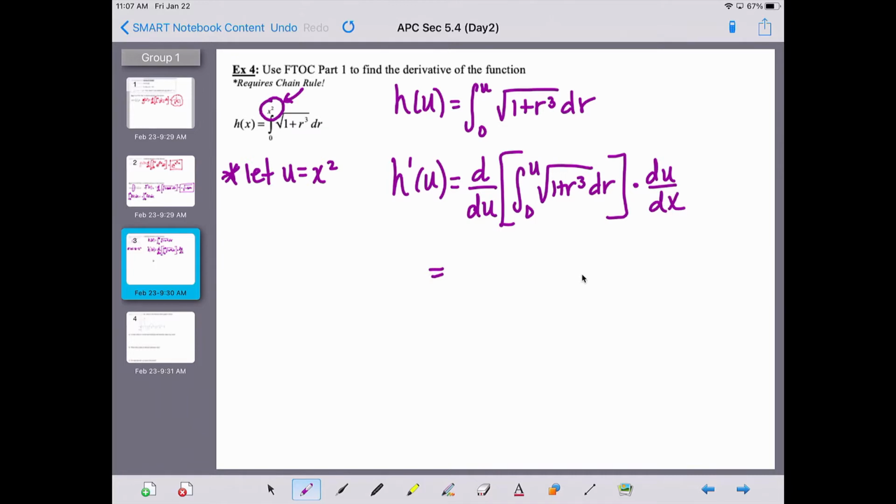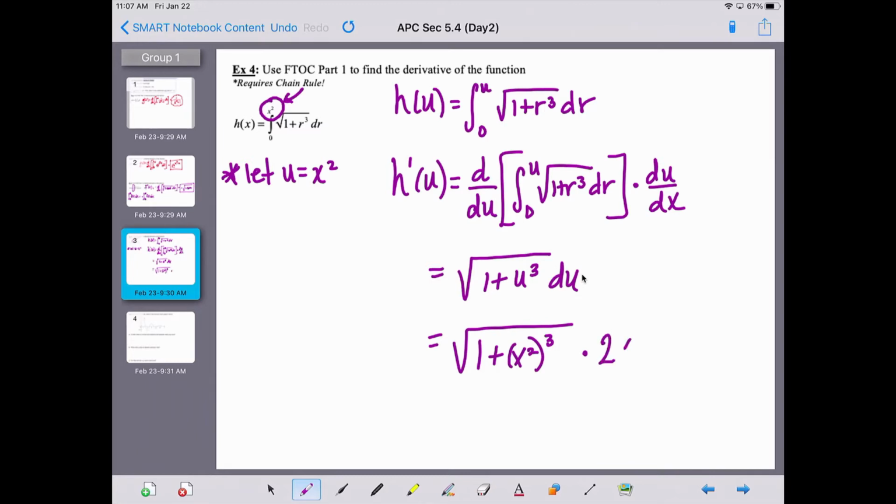So what we get is the square root of 1 plus u cubed du, which is going to be equal to the square root of 1 plus x squared cubed times, then we need the derivative of x squared, which is 2x. So I would write this as 2x times the square root of 1 plus x squared cubed, which is x to the 6th.